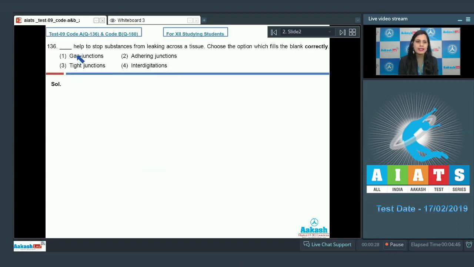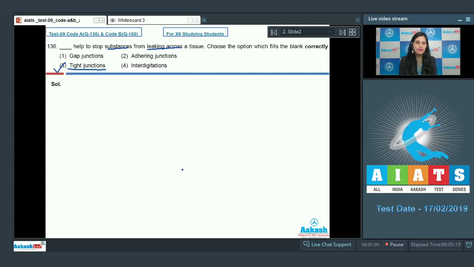Question number 136. Blank help to stop substances from leaking across a tissue. Choose the option which fills the blank correctly. The options are gap junctions, adhering junctions, tight junctions and interdigitations. The correct answer is option number 3, tight junctions. This is a direct answer because tight junctions help to stop substances from leaking across a tissue.